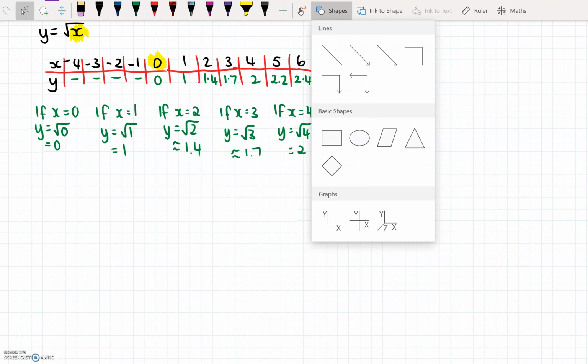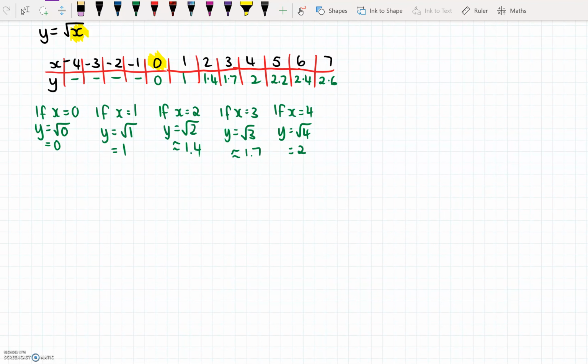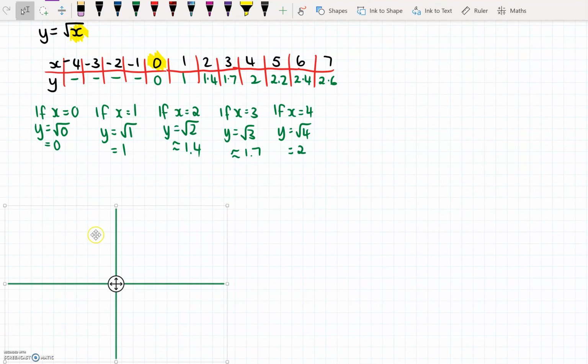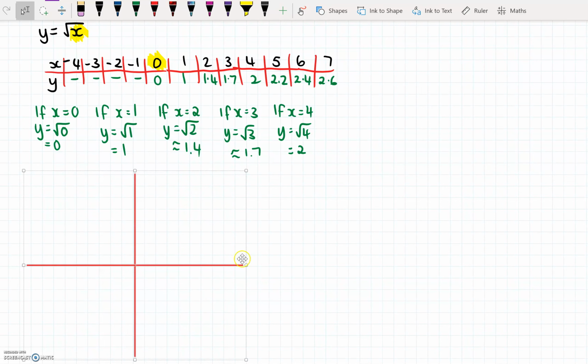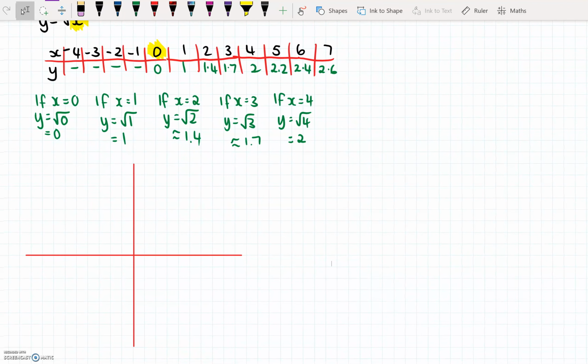So let's draw a set of axes. Our axes are like this. I'm going to adjust them a tiny bit and make them red. So these are our axes. On this set of axes, we know that y in this case is only going up to 2.6. So for our y values, we will mark in 1, 2, 3. And for our x values, we went all the way up to 7. So 1, 2, 3, 4, 5, 6, 7.